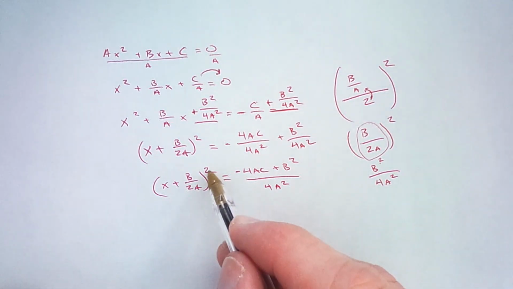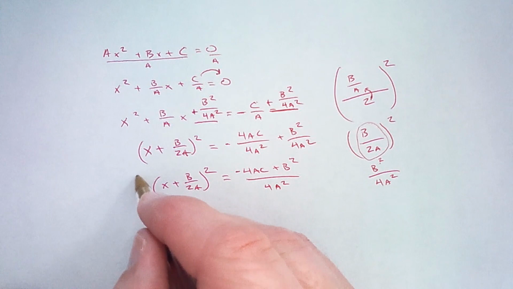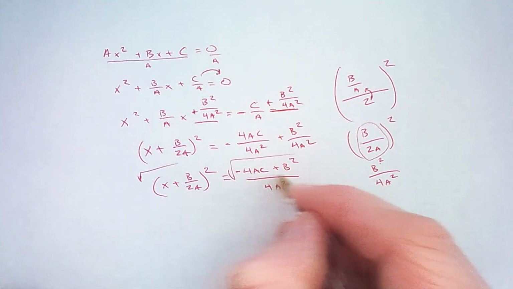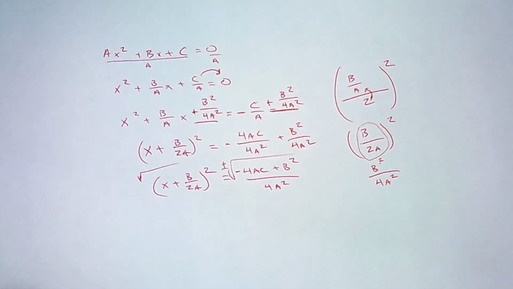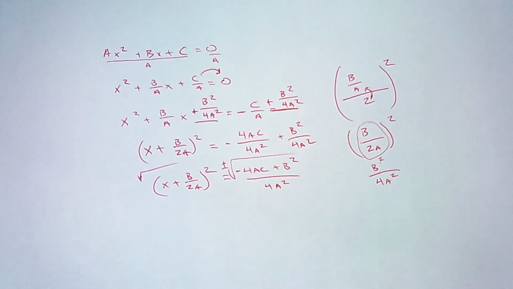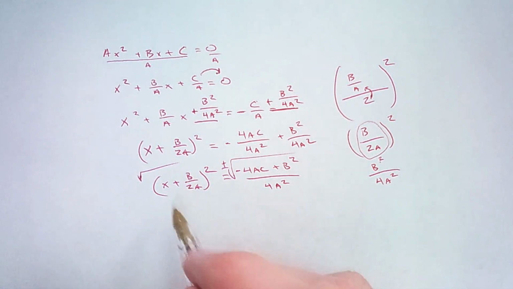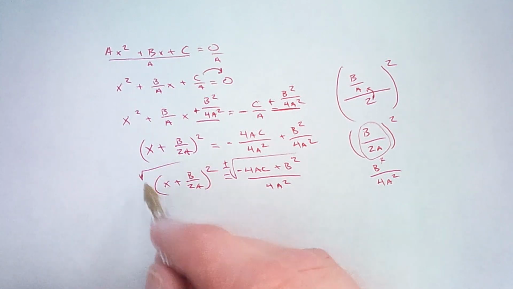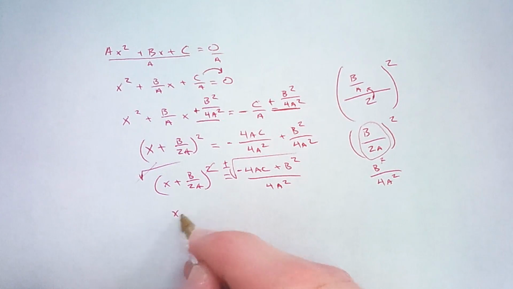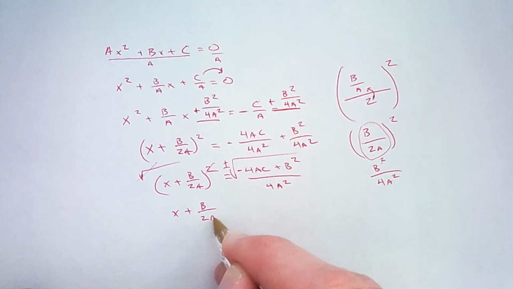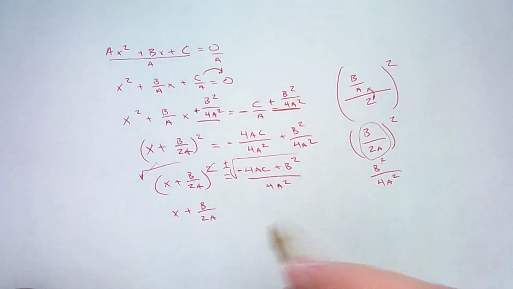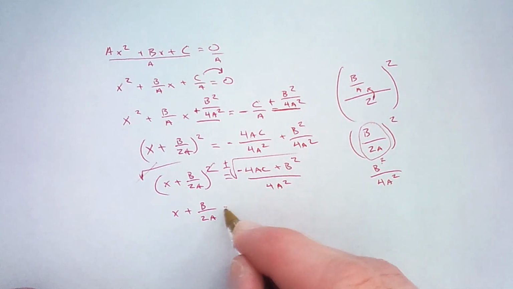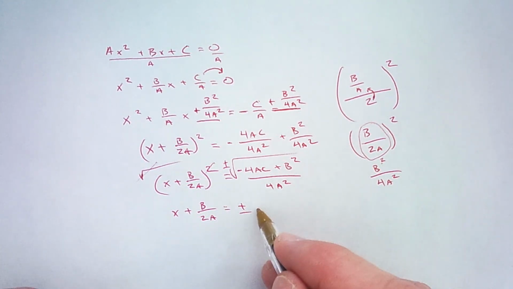Okay, now next we will take a square root. So we'll solve this by the square root method. And when you do a square root, you automatically get two solutions, a plus and minus. So we're doing the square root of the numerator and the denominator. Okay, so we have x plus b over 2a, squared and square root cancel. X plus b over 2a. Okay, equals plus or minus.